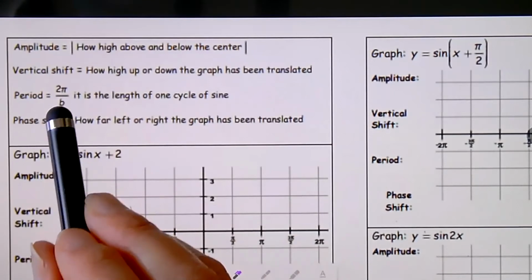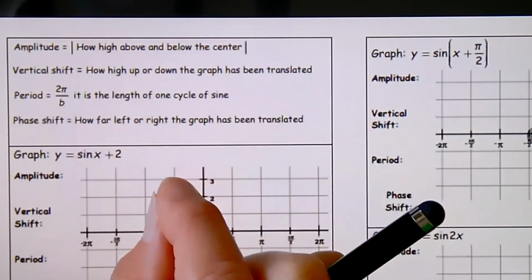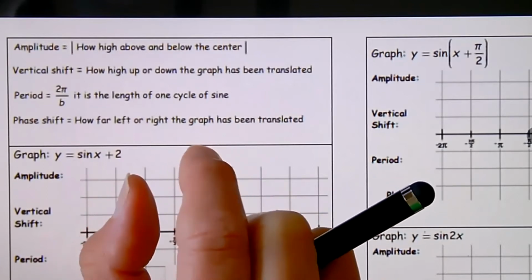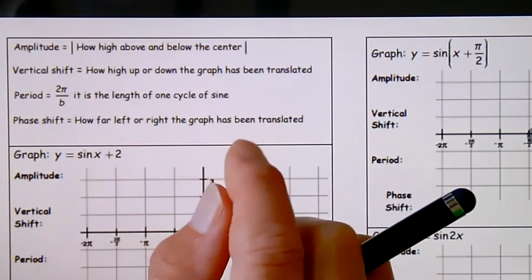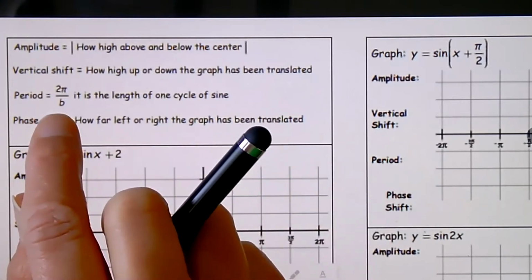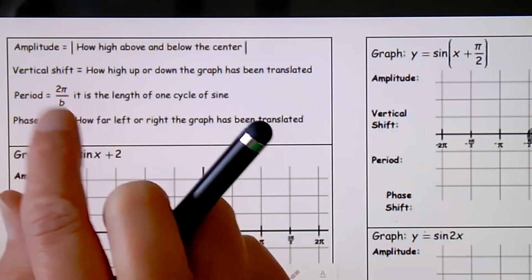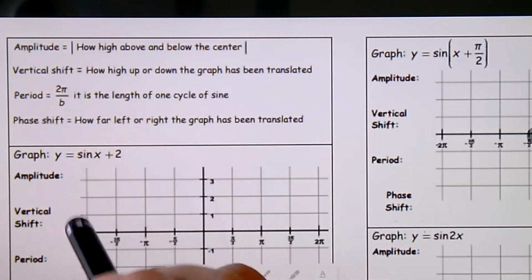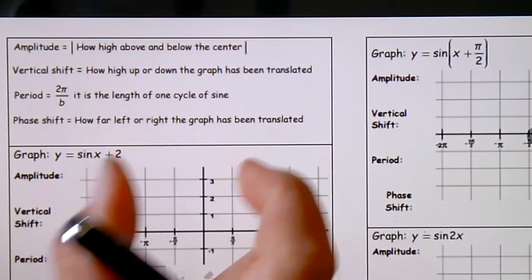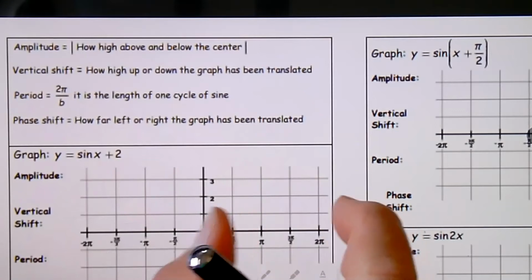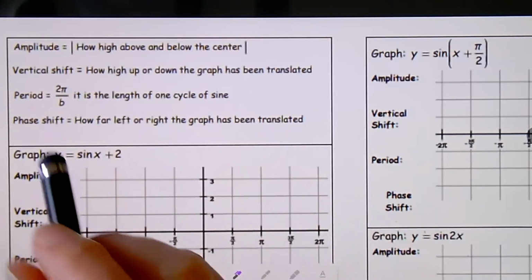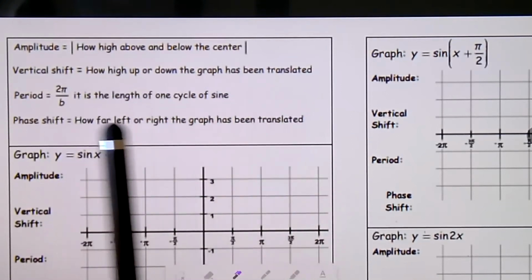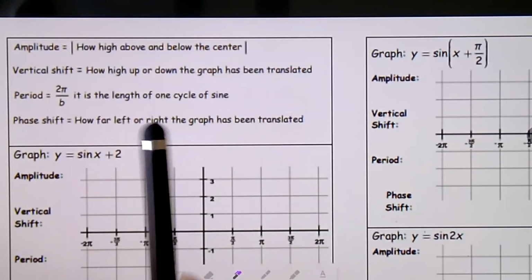2 pi is the length of regular sine. That's the period, I should say, like the one cycle of sine is 2 pi. But sometimes that can change. So this B we're going to see is going to be adjusting that. B is going to be how many full cycles of sine are within 2 pi distance. It may not be from 0 to 2 pi, but within 2 pi distance. And we'll see that in a minute. Phase shift is kind of like your horizontal shift. How far to the left or right has the graph been translated?